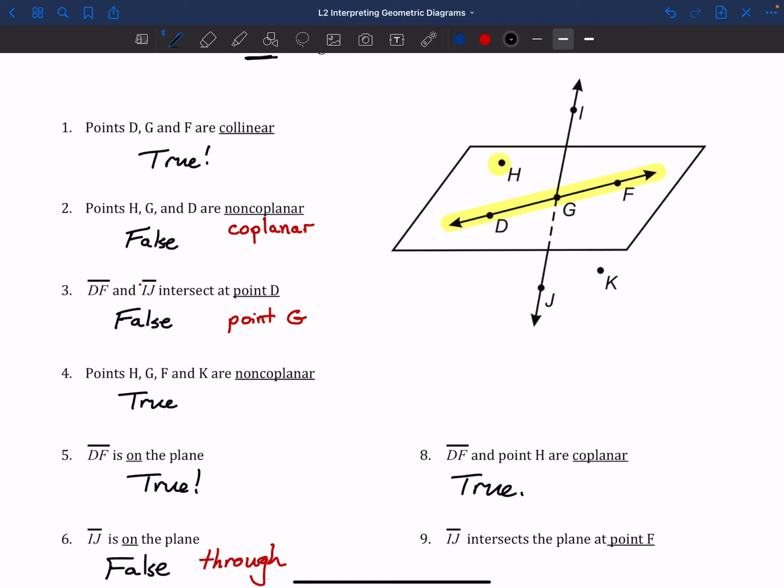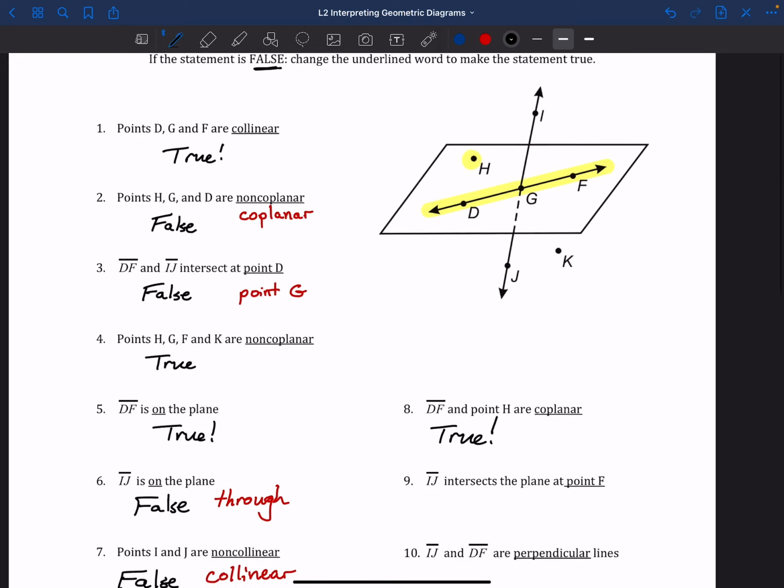That's not a question mark. That's an exclamation point. So, that is true because, again, H is a point, and then every single little bit of the line DF is also a point. They're all on the same diagram together.